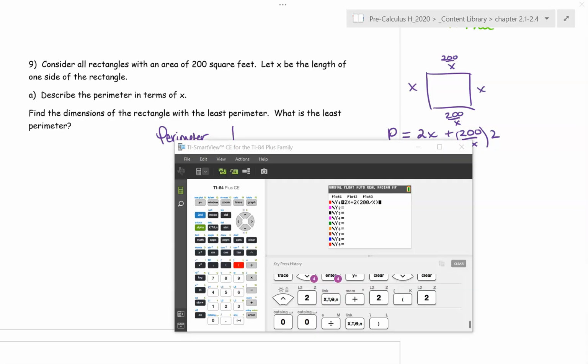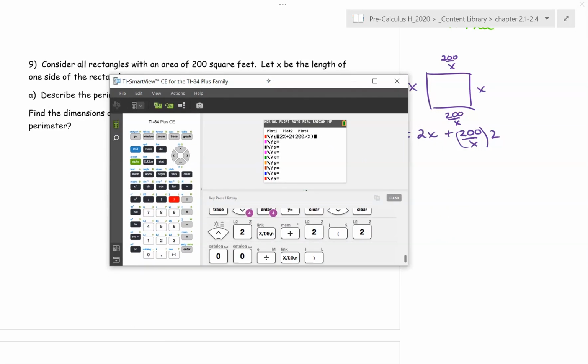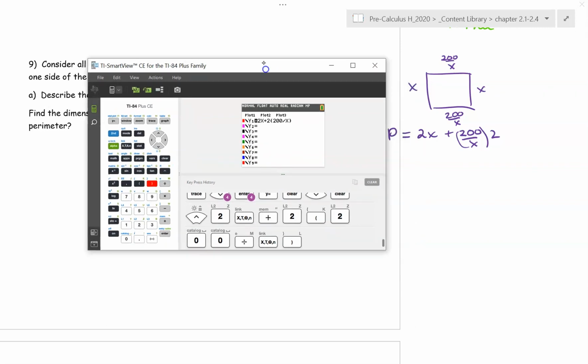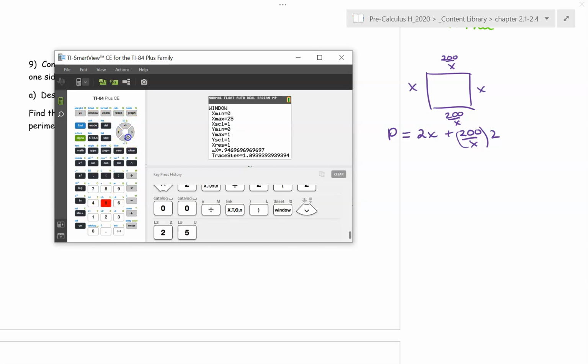Okay, so I went ahead and typed the perimeter into the calculator in Y equals, and we have to think about a window. Let's first think about what values of X would make sense here. The area is 200, so you could have a side that's 20 and 10, for example, since 20 times 10 is 200. If 20 made sense, I'll go a little bit bigger, so maybe 0 to 25 might work for the window.